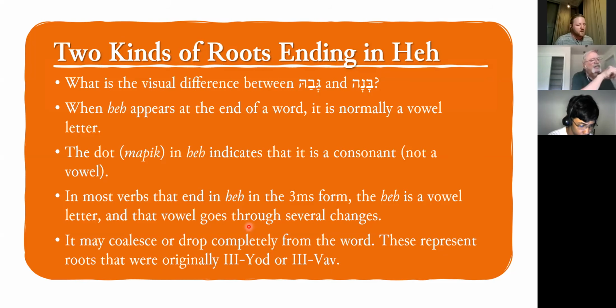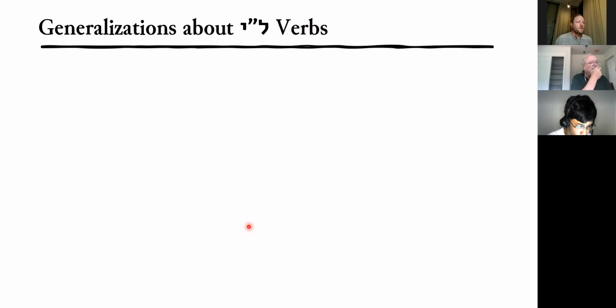It coalesces in a form like galiti, which is gala, galiti, and it disappears or drops out in front of vowels like galu, where the Yod is completely gone. Okay. All right, so generalizations about lamed Yod verbs, lamed Yod, lamed Vav.